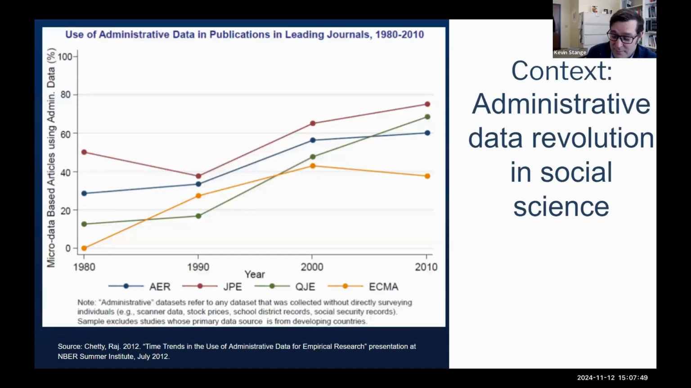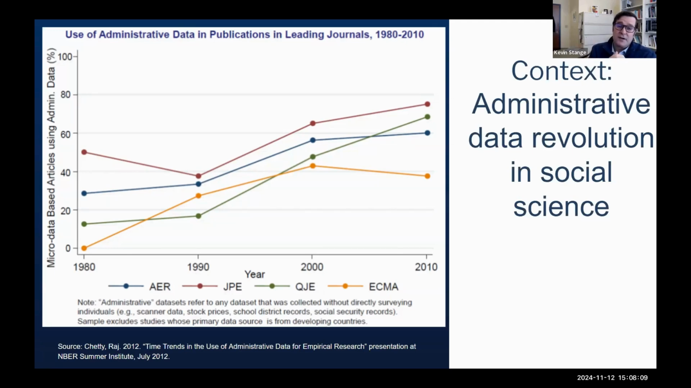Let me just give you a little bit of context. Stepping outside of education for a moment, there's really been a revolution in empirical social science in many disciplines. I'm an economist who studies education, so a lot of my comments will come from that lens, but this is true across all the social sciences.